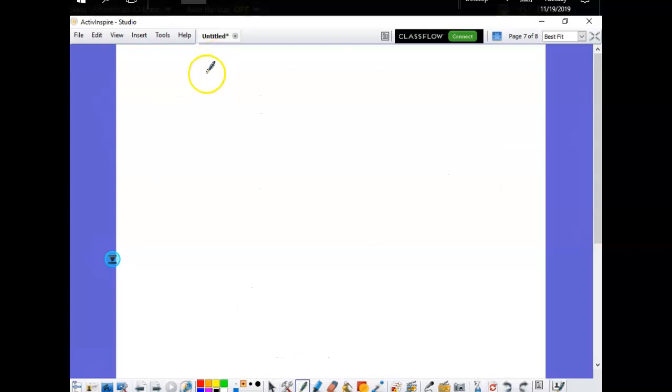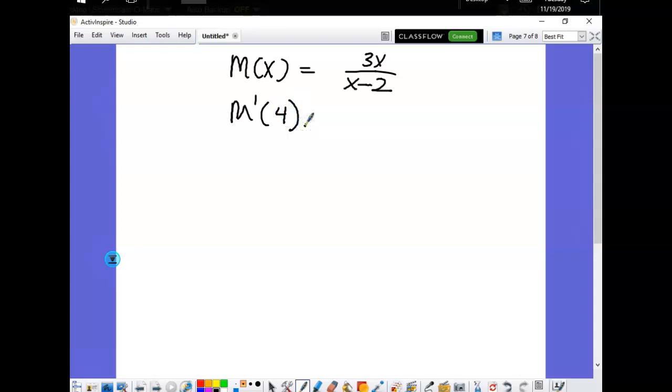How about this? M of x is equal to 3x over x minus 2, and I would like you guys to find m prime of 4. M prime of 4.